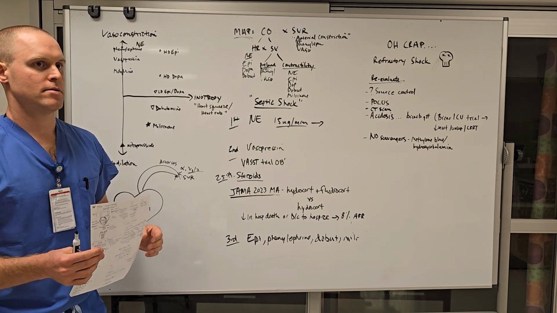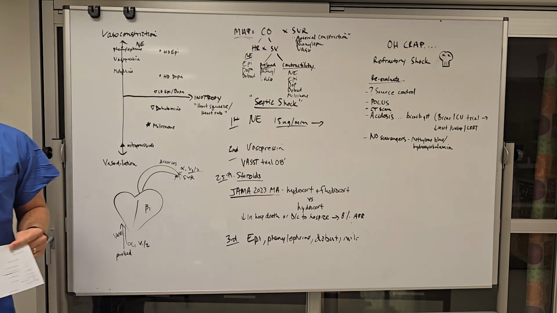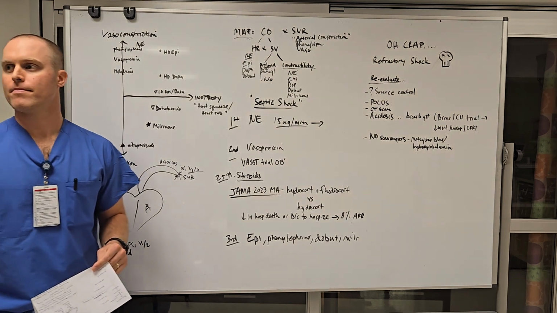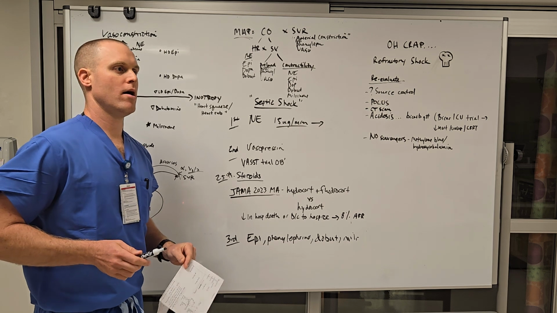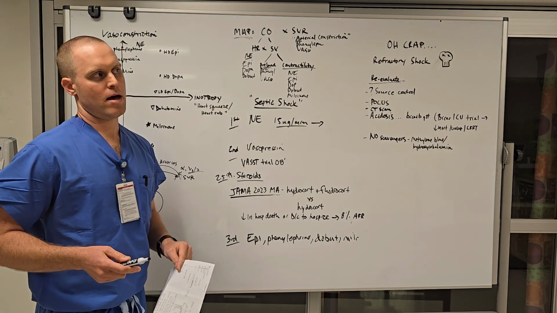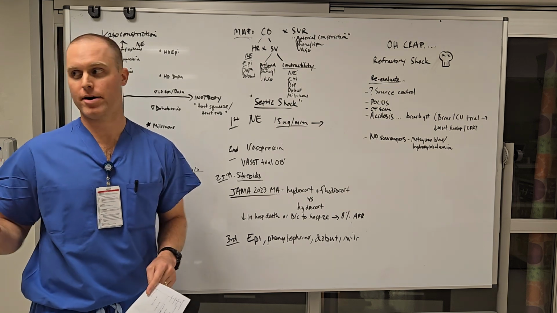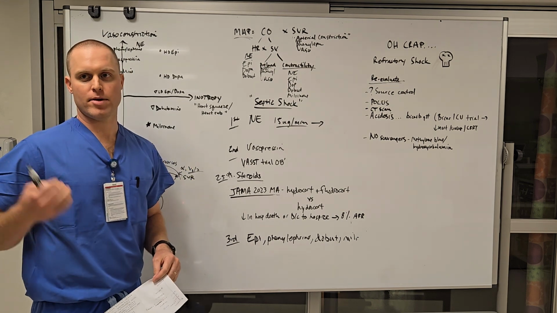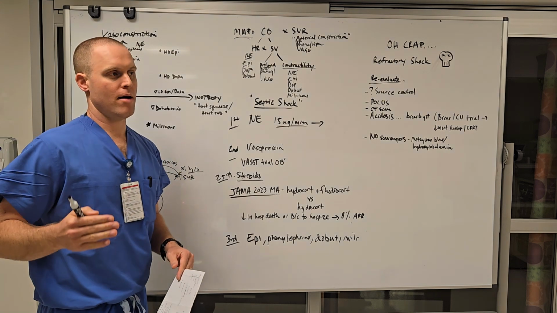Questions? What are some good MAP goals? Is it always sticking with 65 in all cases, or do you ever raise the goal to like 75, 80? Great question. It does depend. We just did the ICP lecture, so if we think we have elevated intracranial pressure and we need to perfuse the brain, sometimes we'll raise that MAP goal.